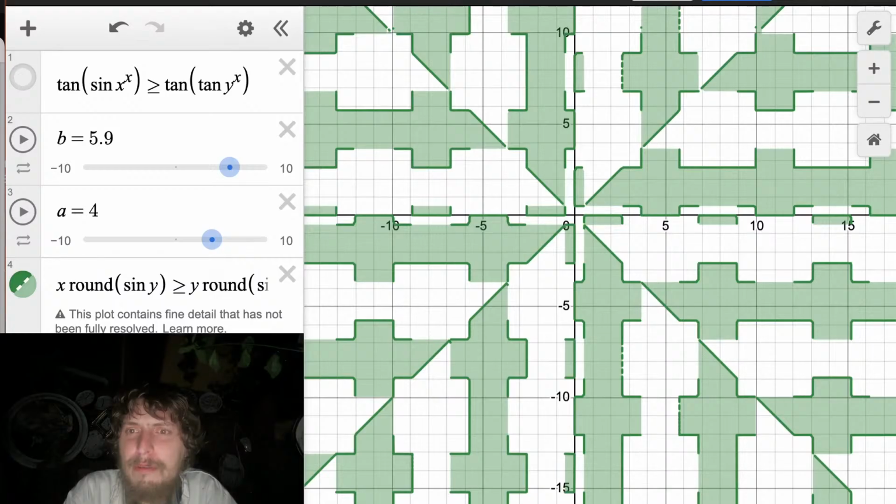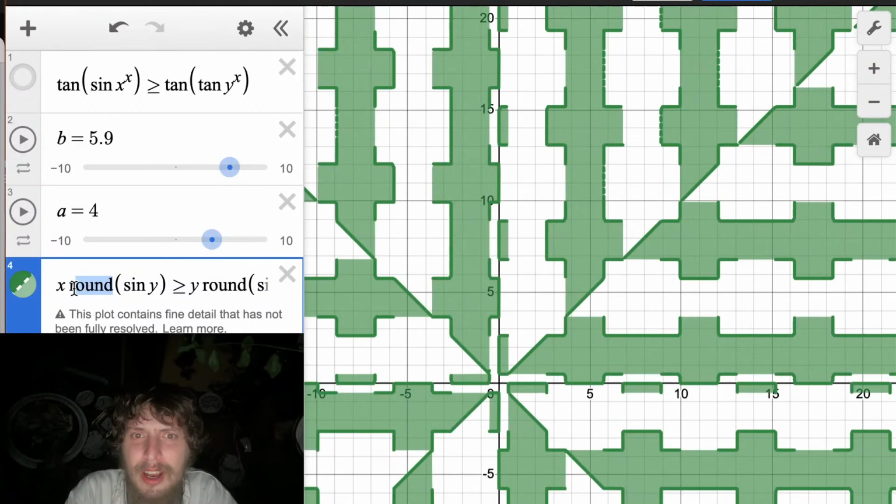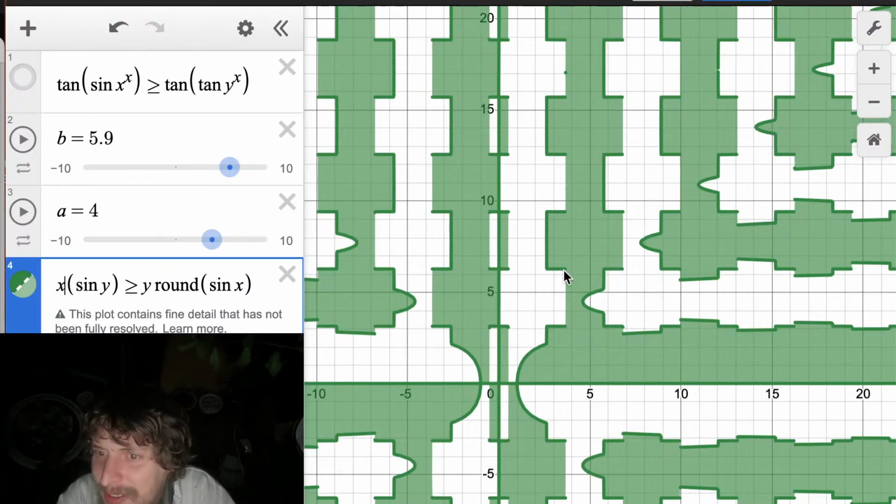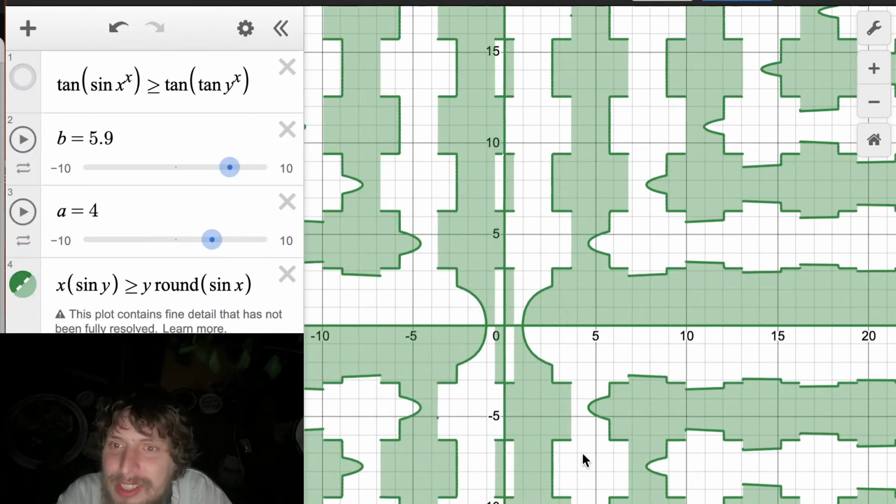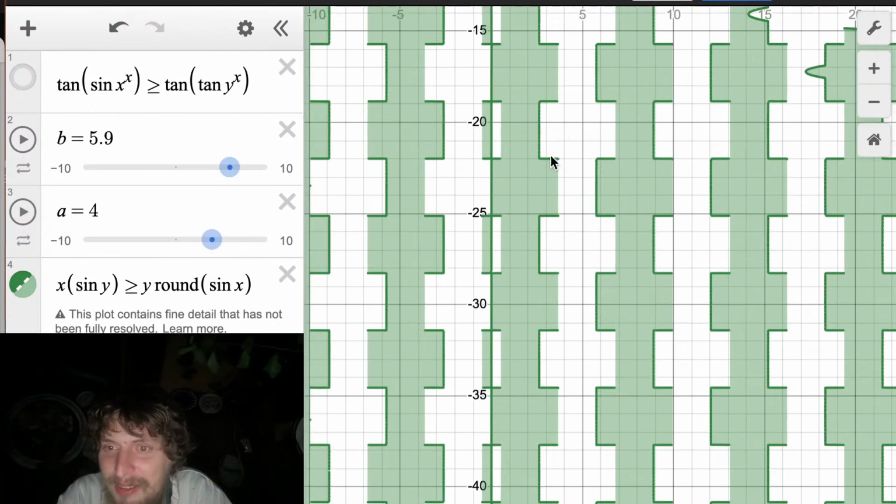What if we remove one of the rounds? Is it going to unround one of the axes or dimensions? Oh, it unrounded some of it. Oh, it made our passages change. So now we can't get through that way, but we can get through that way.